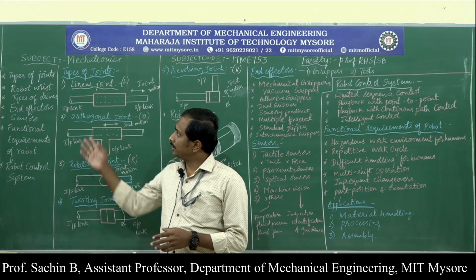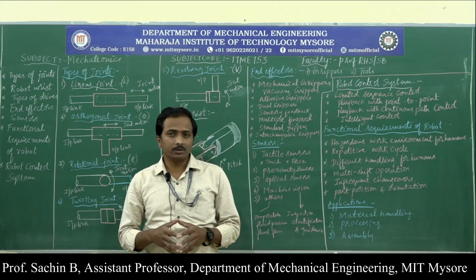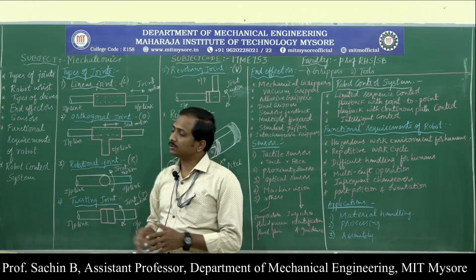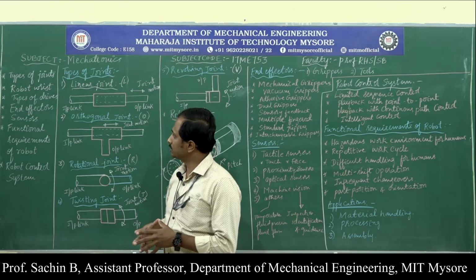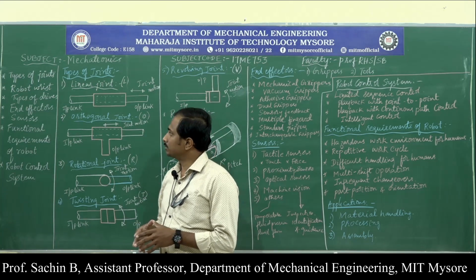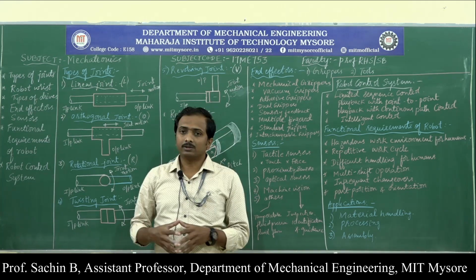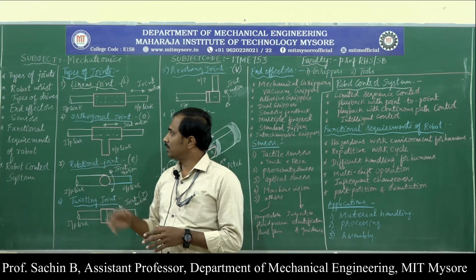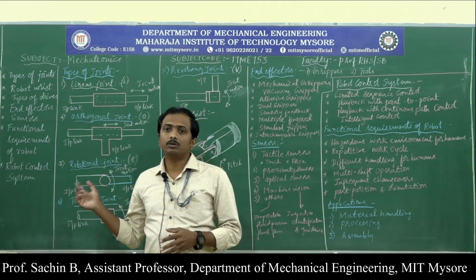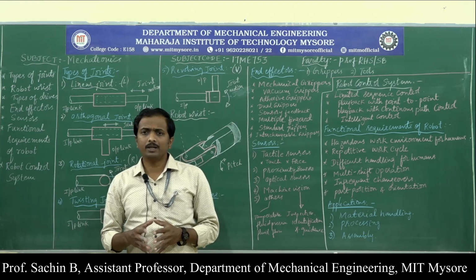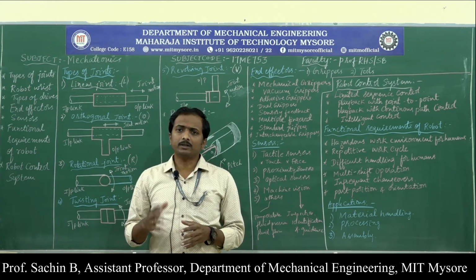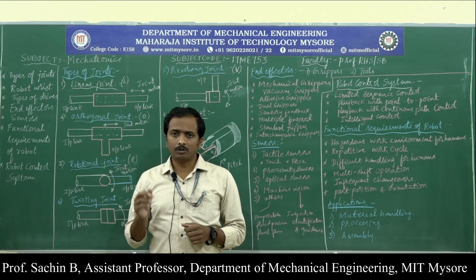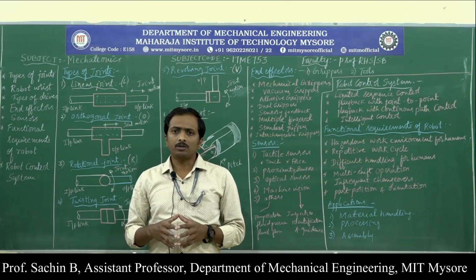I have written the topics I am going to cover in today's session. These are the topics I am going to cover in today's session: the types of joints, robot wrist, types of drives, end effectors, sensors, and functional requirements of robot control system.